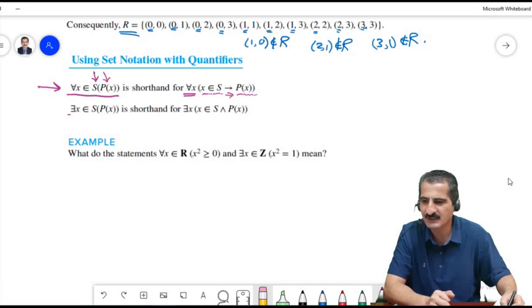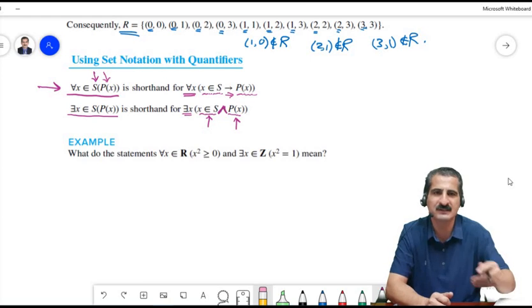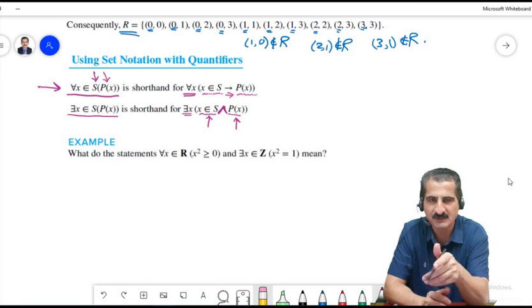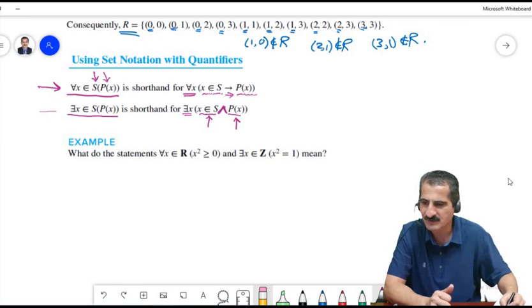Here it means there exists an element in S such that that element satisfies the property. And we will use the conjunction for this. So there exists an element x belonging to S, and P of x happens, x satisfies that property. So we will write it this way: there exists an element x in S which satisfies the property. So we need to use that.